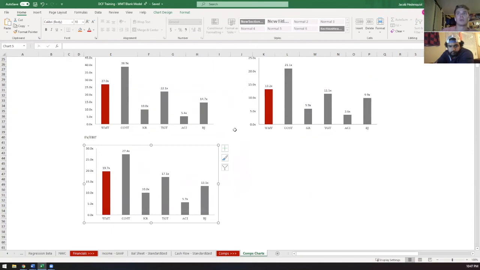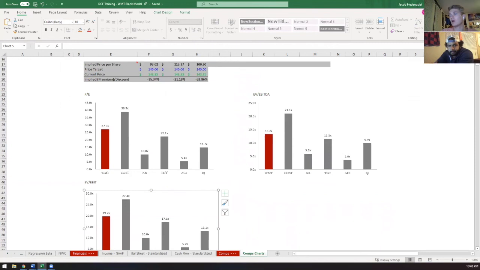And where these would go is, if you're doing a pitch book, you'd have a slide for comps, and you would show all these comp charts there and explain, as I said before, your rationale for whether you think the company that you're pitching is undervalued or overvalued.